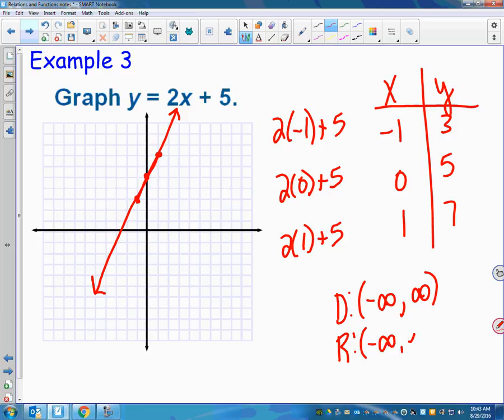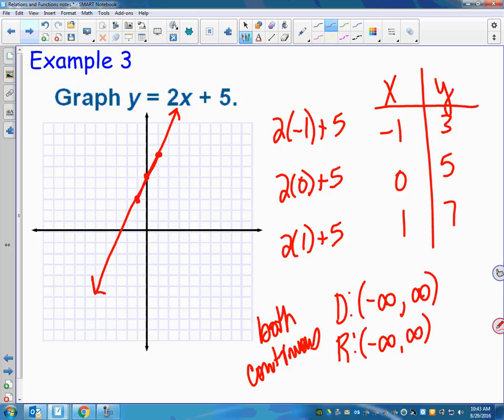Also all real numbers. Is this a function? Yes. Is it 1-to-1, on-to, both, or neither? Also both. And is it discrete or continuous? Continuous because... right? Kind of just getting used to those vocabularies.